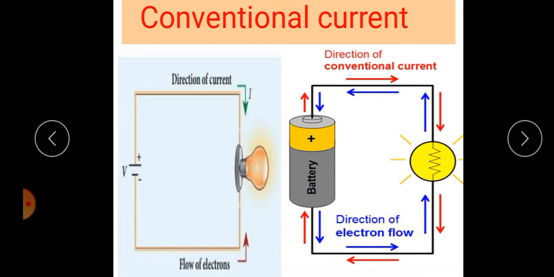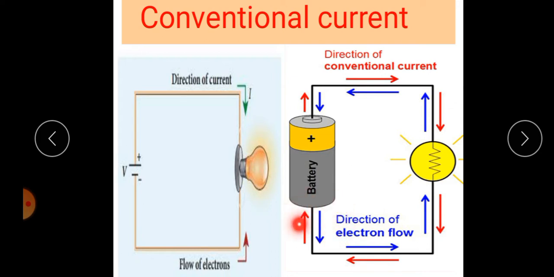Conventional direction of current. See here, this is a battery. One terminal is positive and another terminal is negative. The positive terminal is connected to the bulb. It is nothing but resistance. And another terminal is connected to the negative terminal of the battery.